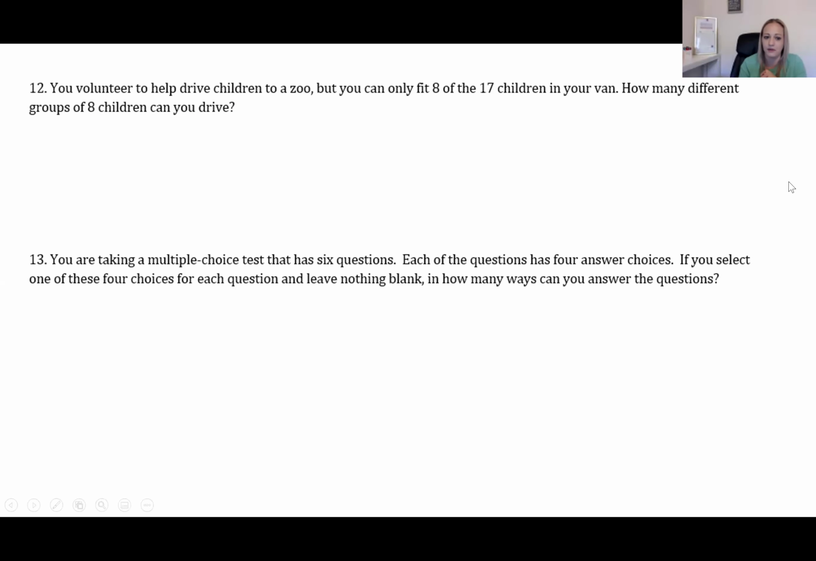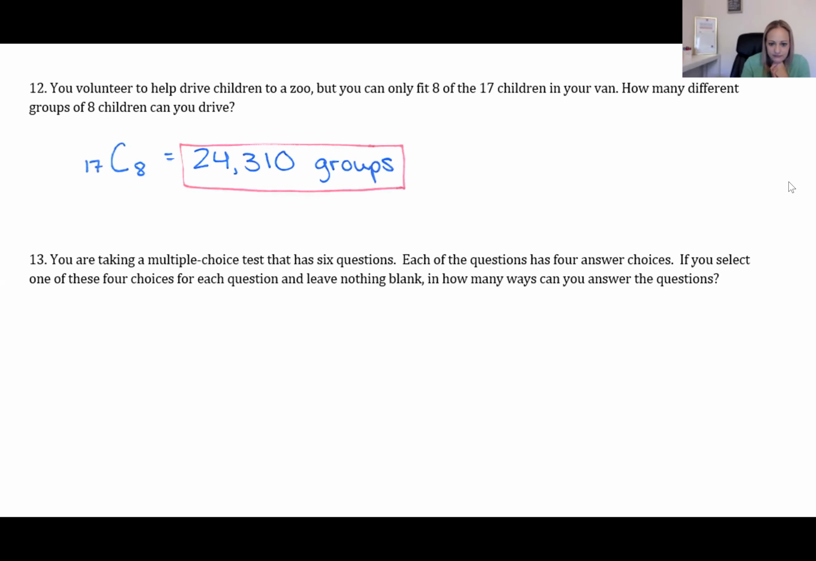And you get whatever that works out to. I don't know, 24,310 different groupings. Yep, that's a lot of different groups.